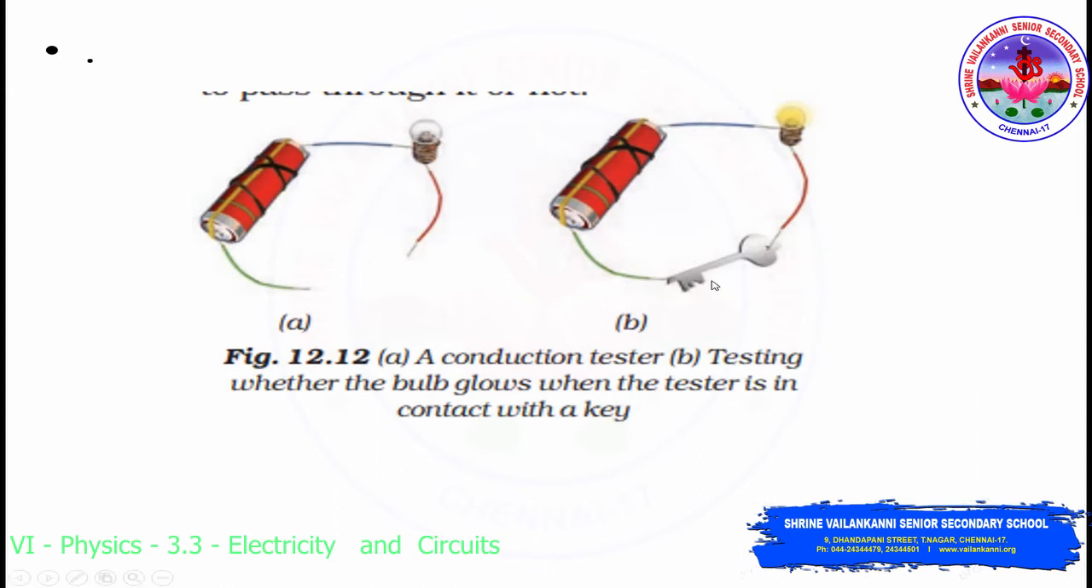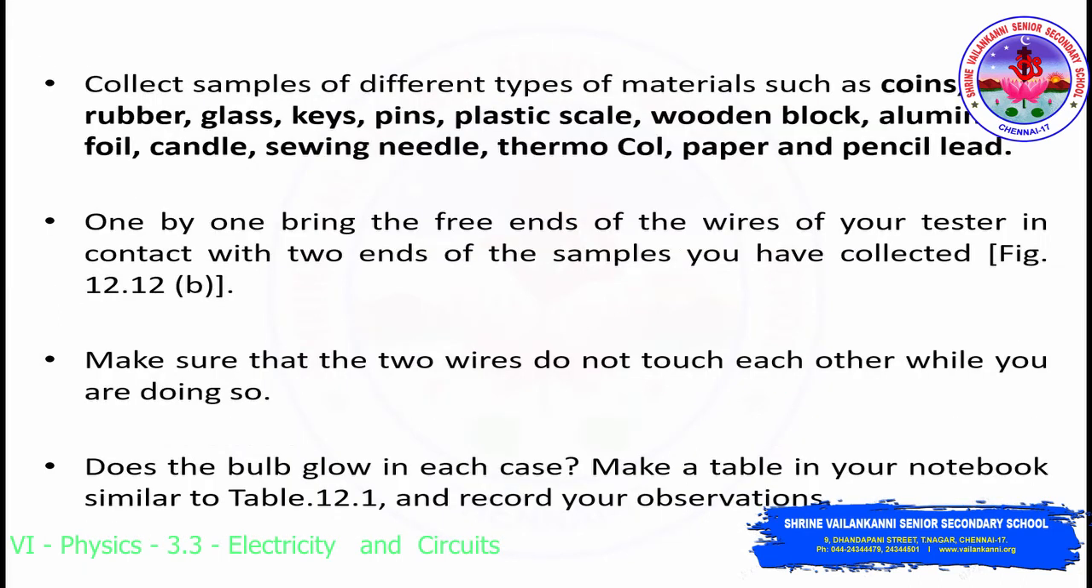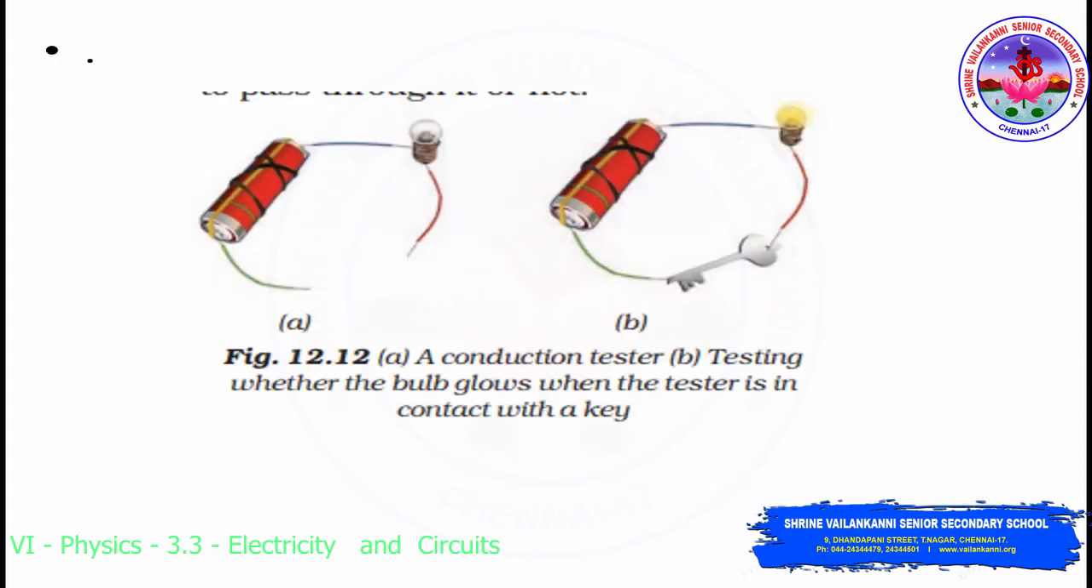So instead of this key, you can connect the free ends of the wire with a coin and check whether it is conducting electricity or not. Or you can try it out with the wood, or the rubber, then glass, or pins, safety pins, and then a plastic scale, aluminium, and then a candle. So you can try with each and every material to check whether the respective material conducts electricity or not.